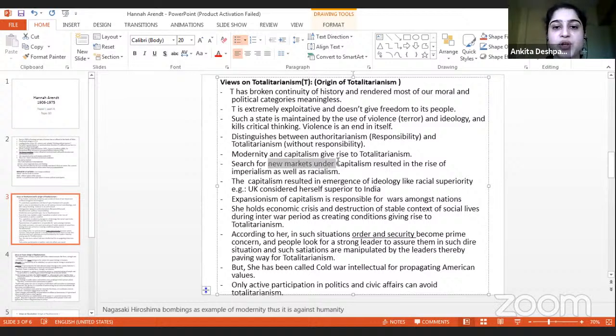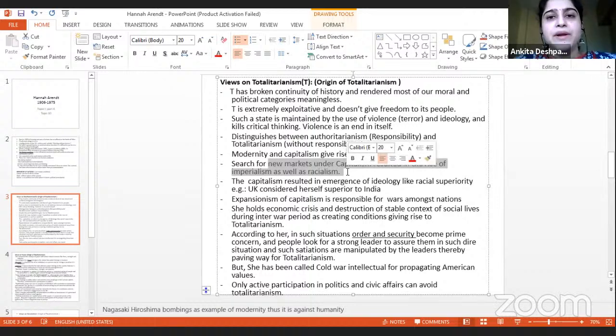The search for new markets led to imperialism, colonialism, as well as racialism. What happened? Because large industries were set up, they needed raw materials. They started this concept of finding new markets. How do you find new markets? In other, new countries. So started the concept of colonialism.